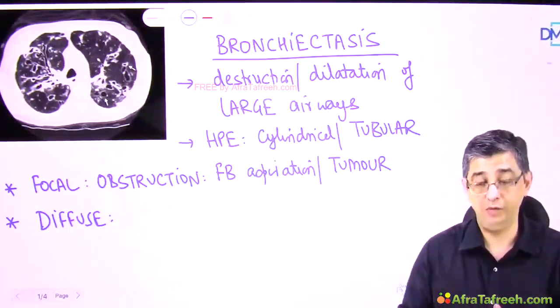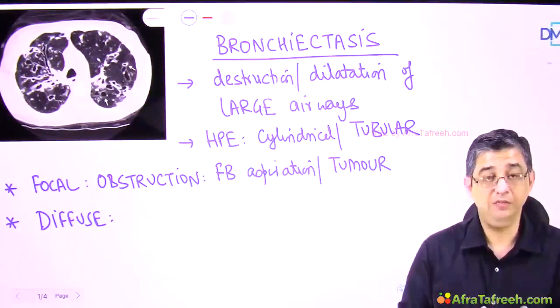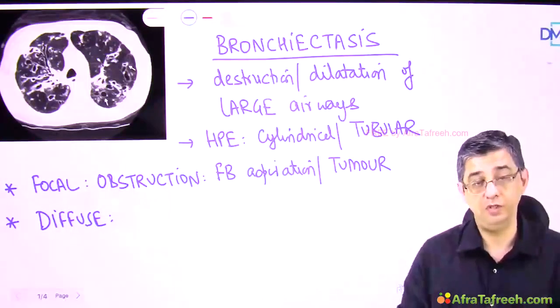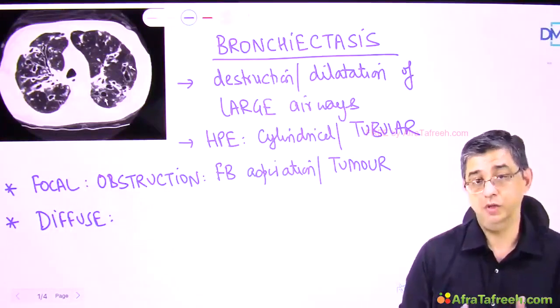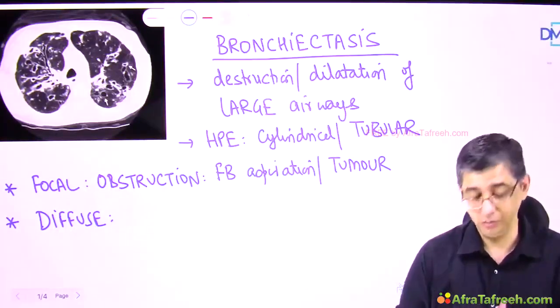So lower lobes are more commonly involved, whereas in tuberculosis and cystic fibrosis, it is the upper lobes of the lung which are relatively more involved. So depending on the etiology, various lobes of the lung or more than one lobe of the lung can also be involved.